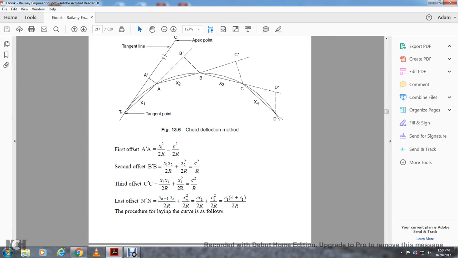The nth offset is x(n-1) times xn divided by 2R plus xn squared divided by 2R. For the last offset, it is c times c1 divided by 2R plus c1 squared over 2R, which equals c1 times (c plus c1) divided by 2R.